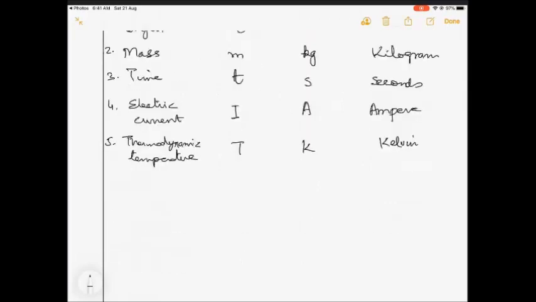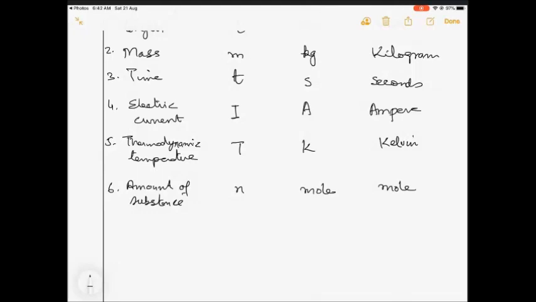Then the fifth one is amount of substance. Amount of substance, that is mass, as we call it. Correction, here not mass, but here we will be going for the chemistry term. This amount of substance is represented by n, and its unit is called mole. So we will be discussing many things in mole.